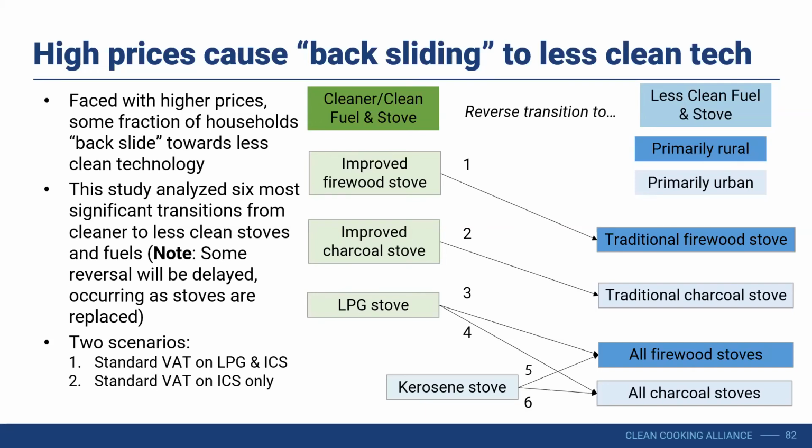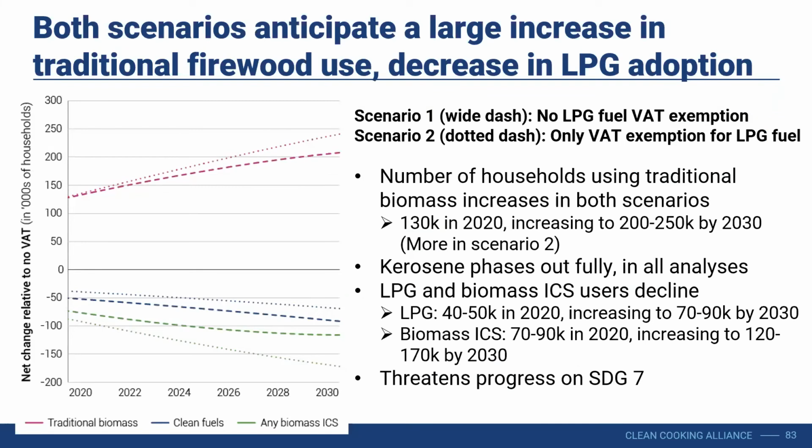Next slide. This slide shows the estimated increase in households using traditional solid fuels and fuel stoves in red for scenarios 1 and 2. And then the decline in households using LPG fuel and improved cook stoves, respectively, in green and blue. And this is because the VAT on LPG fuel leads to some of these households reverting to biomass ICS, and some of them reverting to solid fuel ICS.